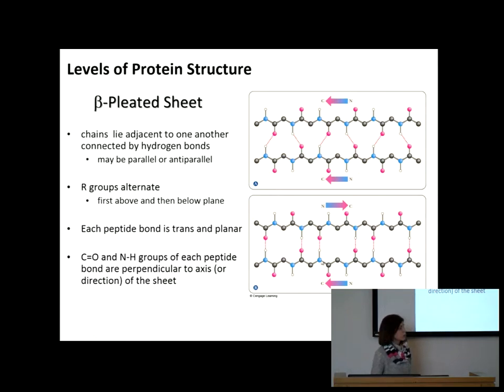What is super cool about this is that the R groups point up and then point down, and then point up and then point down, point up and down. So imagine a sheet. The R groups are lined up on the top and on the bottom of our sheet.